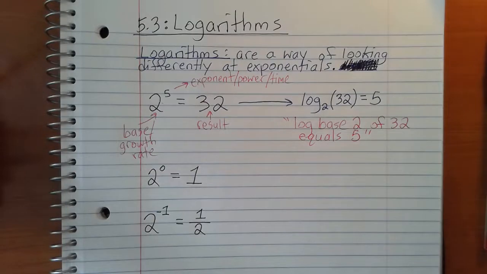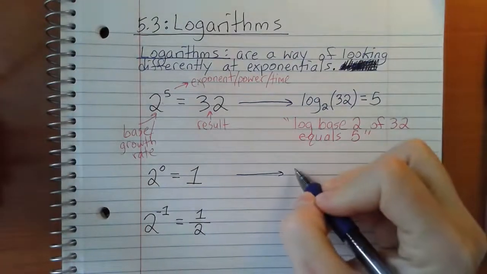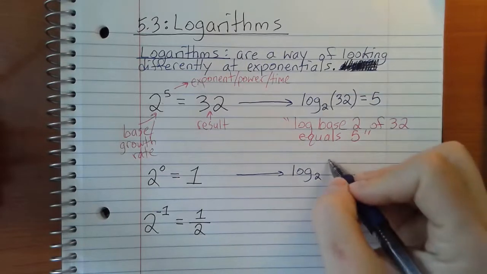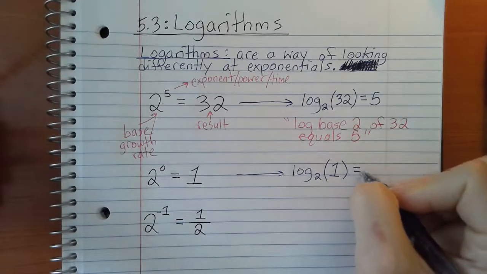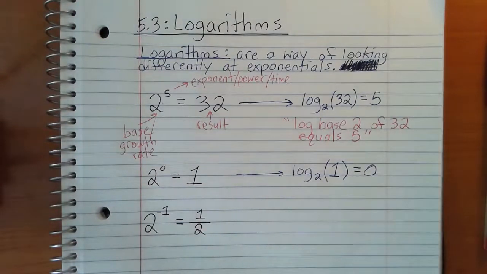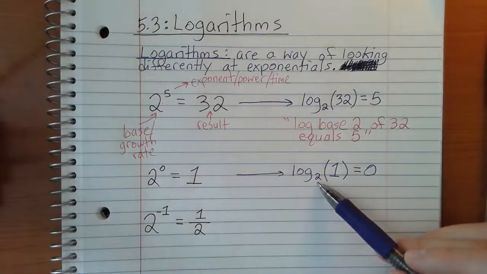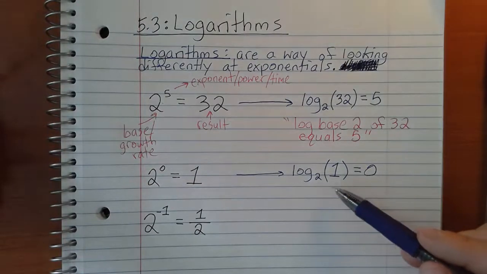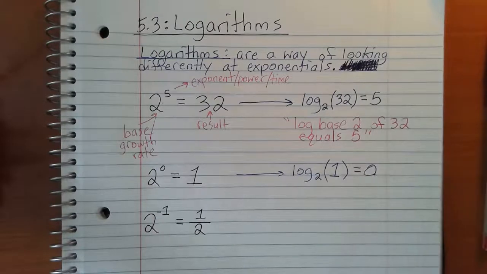Now let's apply this to the other 2 examples. If we write out our second exponential equation, this would be written as log base 2 of 1 equals 0. Thinking about the water lily, if our growth rate is doubling, or 2, how long would it take for the flower to be exactly the same size? Well, if a flower is growing and it's exactly the same size, that probably means 0 days have elapsed so far.